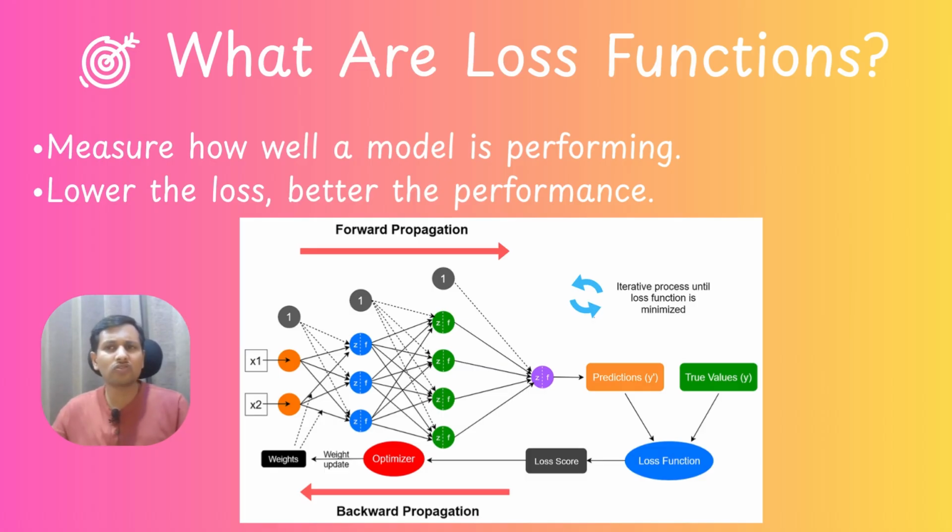Now let us talk about what loss functions are. A loss function is a measure of how well a model is performing. It is measured at the output layer of the neural network. Using this loss function, a model is optimized with the help of backpropagation with repeated iterations, and the lower the loss, the better the performance. Weights are optimized based on the loss function and the real output.